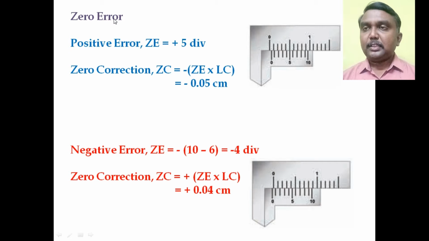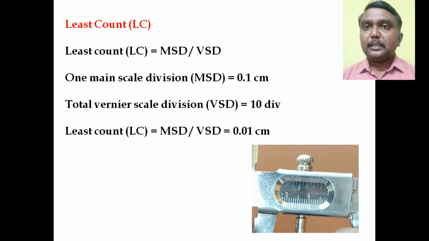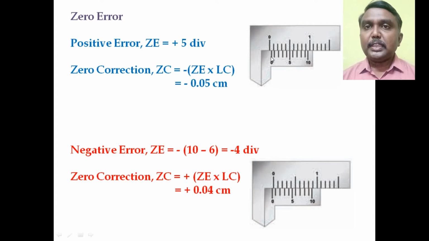Zero error is a very important case in this instrument. Look at this diagram. If there is no deviation between the 0 of vernier and the 0 of MSR, we don't have any error. So zero error is 0. But if the 0 of vernier is after the 0 of main scale reading, we have a positive error. Then look at this picture. If the 0 of vernier is below the 0 of main scale reading, we have a negative error.